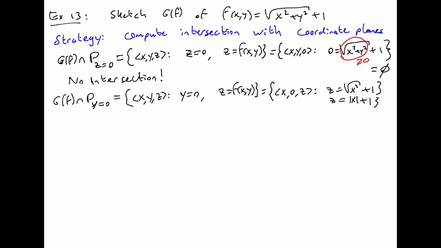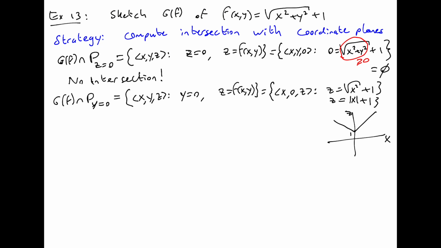Okay, and this is something that we can sketch. So now we want to just quickly sketch it in the xz plane. So we have x, let's write it like this. This function here, the absolute value of x, we all know how it looks like, and we just add 1. So it's going to look like this. It will go up from the point 1. So that's what the intersection looks like with the xz plane.